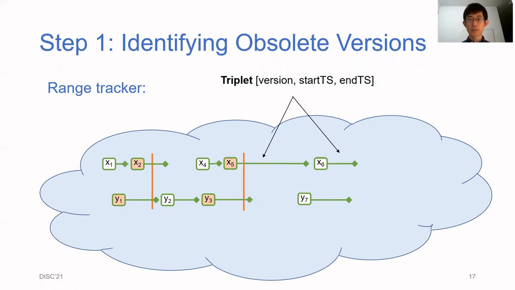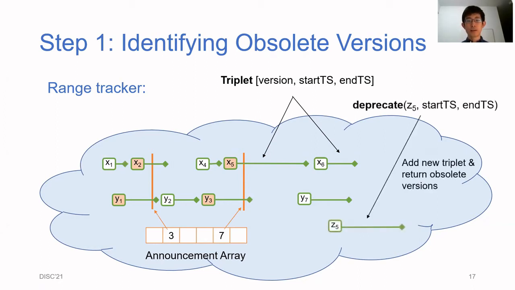In addition to these triplets, the range tracker also knows about the timestamps of the ongoing read-only operations. These are stored in an announcement array data structure. The key operation supported by the range tracker is called deprecate. It is responsible for adding a new triplet and also for returning a set of obsolete versions. The challenge is implementing deprecate so that all of this can be done in amortized constant time.